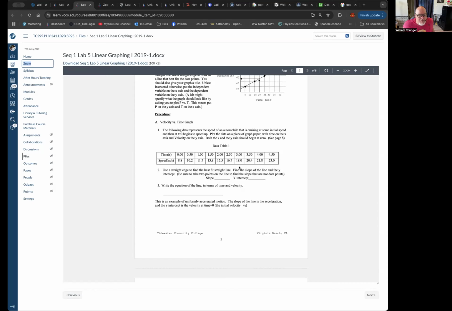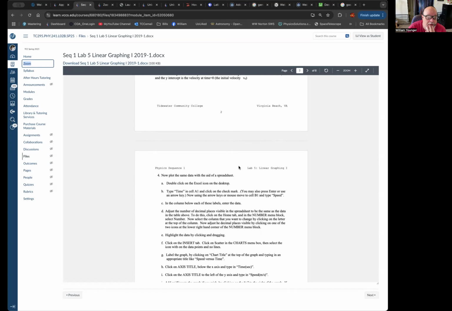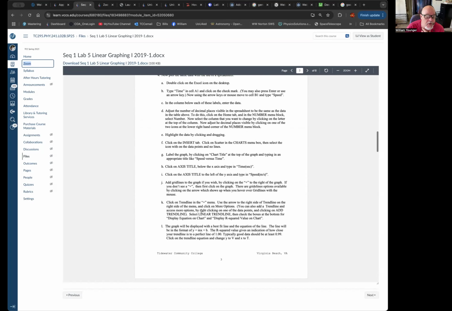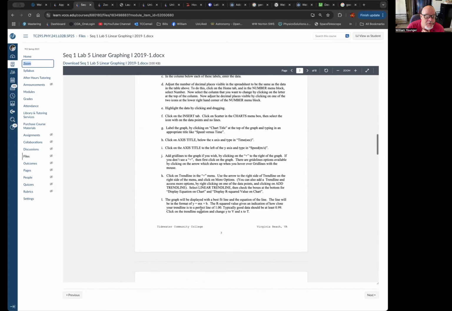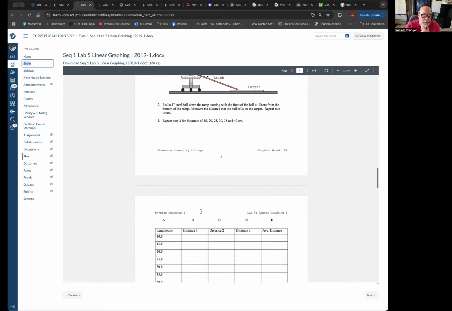All right, now that we've got through explaining part A and referencing back to the hand-drawn graph you have to do, you can carry on and you'll see now plot the same data with the aid of a spreadsheet. That's where you're doing that. So this is where you're using Excel, and that starts at step 4, and then after step 7, there's a part B where you're doing the ball rolling on the carpet. I have videos of that, data of that as well.